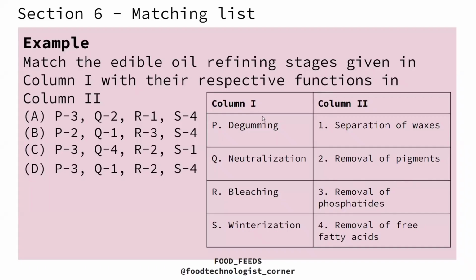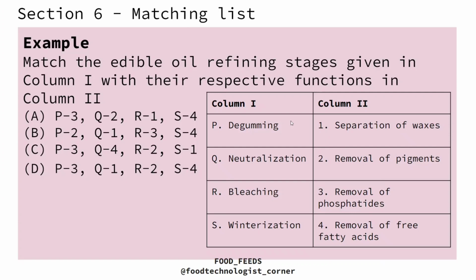So here we will match the columns. Usually degumming is done in order to remove phosphatides, so P is 3. Neutralization, as you know, is done for removal of free fatty acids, so Q is 4. If you match these two, you'll get the answer, because the option is C. That way you can eliminate the other options as well. This is one method that you can use if you know only one or two columns and their answers and you don't know the other two. So you can use this method of elimination.